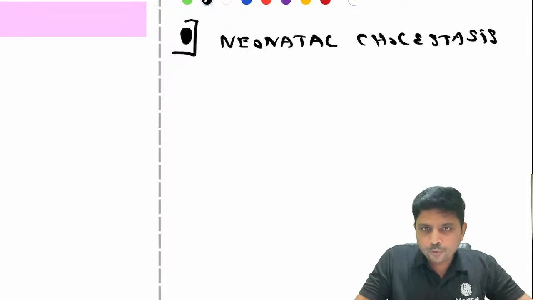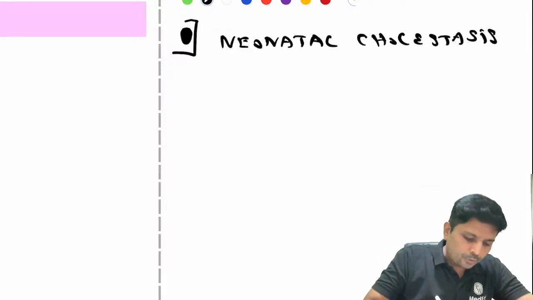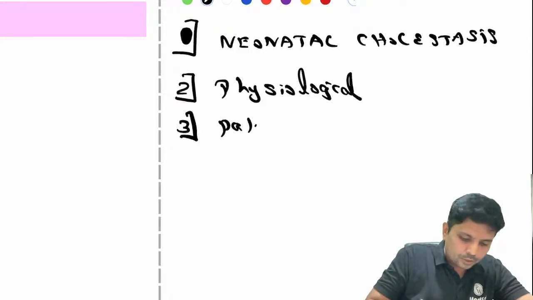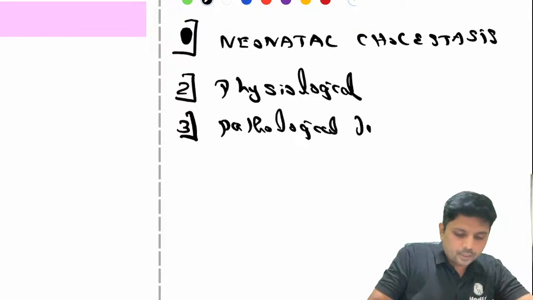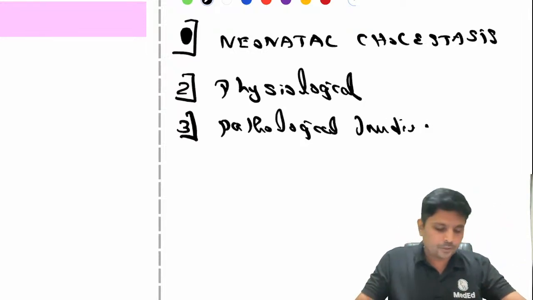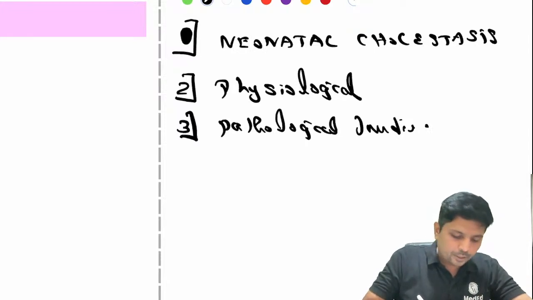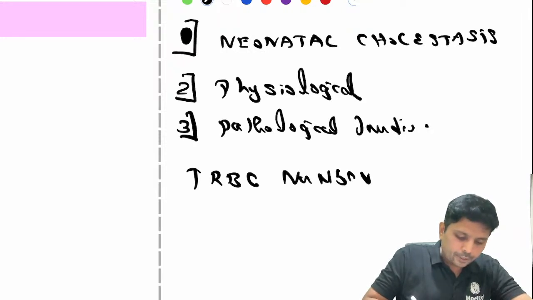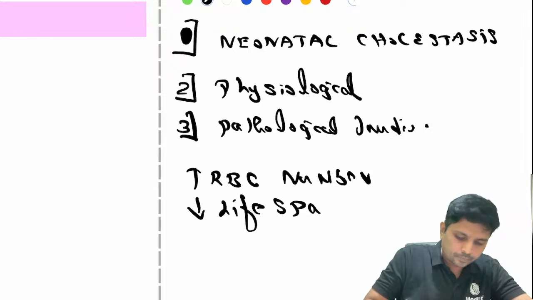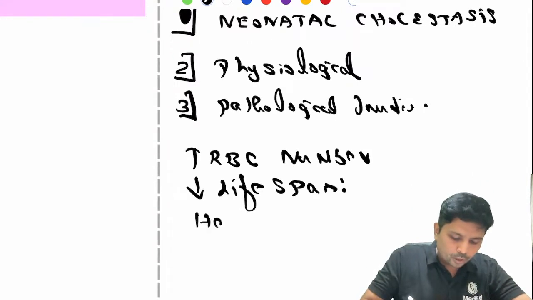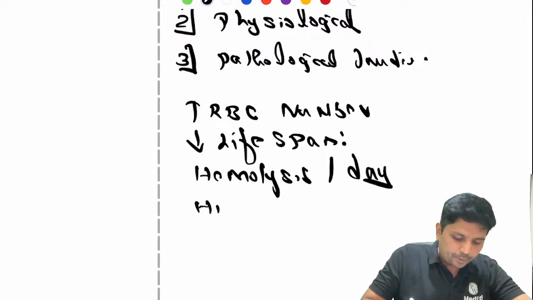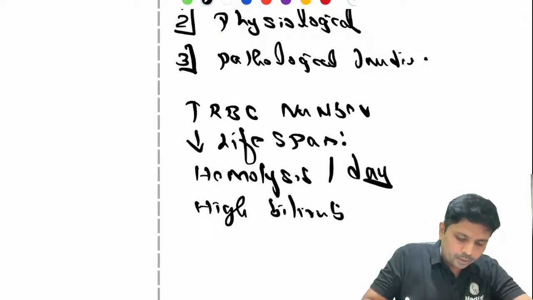You all know that a newborn is prone to jaundice. Jaundice in a newborn can be physiological or pathological. Physiological jaundice usually occurs because of increased RBC number but reduced lifespan. So more and more RBCs will undergo hemolysis per day, as a result of which there will be a high bilirubin load.